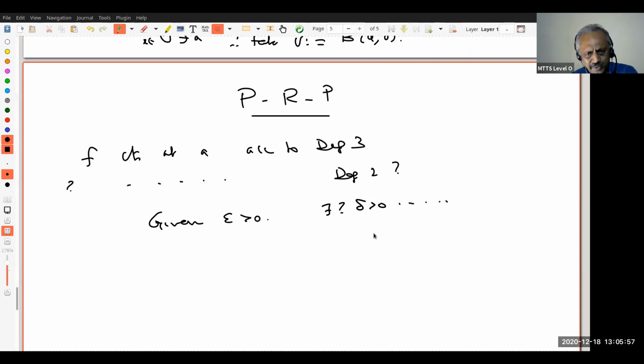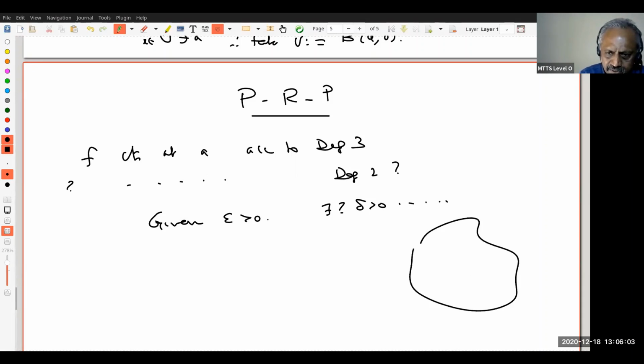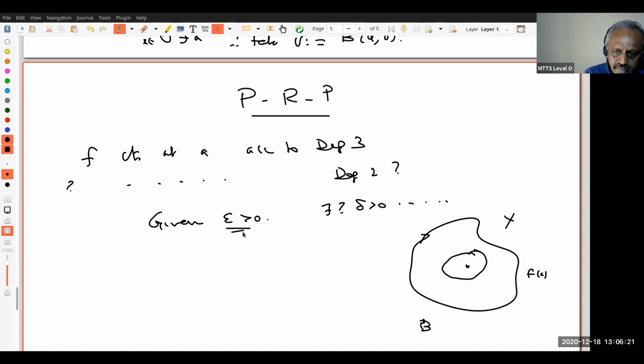Let's not worry about it. We'll think about it later. You understand that? Okay. So let's look at the picture. I have to keep drawing the same picture. It will be easier if you can imagine. So this is your f(a). Epsilon is given. Therefore, I can form an open ball B(f(a), epsilon). You understand that? Very good.